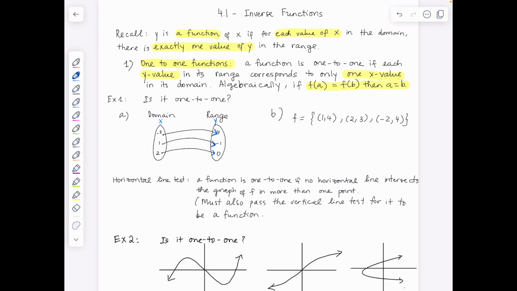But for it to be a one-to-one function, the opposite relationship has to work as well. So 4 only corresponds to -3, -1 only corresponds to 1, and 0 only corresponds to 2. So because it meets both conditions, where x only corresponds to one y, and y only corresponds to one x, we say that this is a one-to-one function.